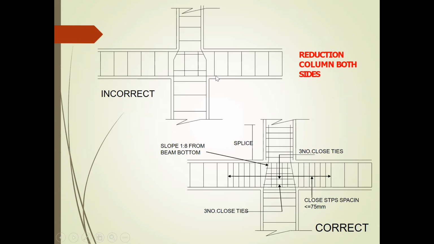Again, reduction of the column on both sides is wrong. It's always a reduction from one side. It has to come back and be brought back to the normal portion. The slope should be 1:8 from the beam bottom.